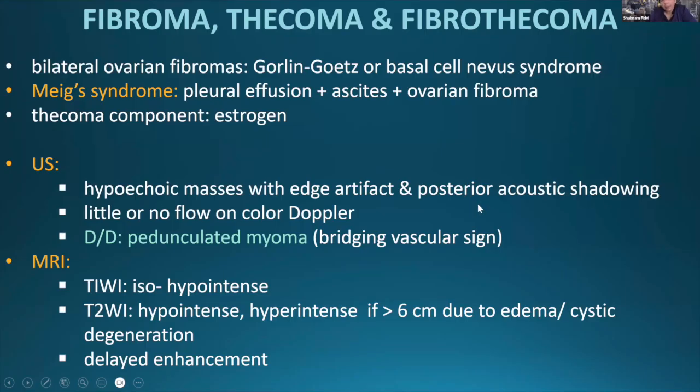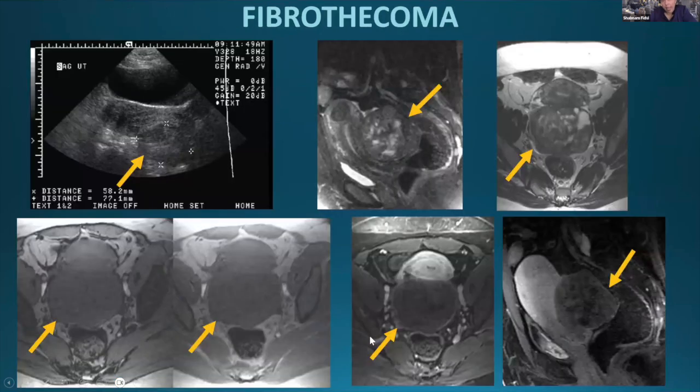So what I teach my residents is basically these look like fibroids within the adnexa. Little or no flow on color Doppler, and the main differential is a pedunculated myoma. The way you can differentiate these is the bridging vascular sign. For a pedunculated myoma, you'll see vascular contiguity from the uterus to the myoma. On MRI, the lesion shows characteristics typical of fibrous tissue, so T1 and T2 hypointense. If large, they can be hyperintense due to edema and cystic degeneration. And then, like all fibrous tissue, they show delayed enhancement.